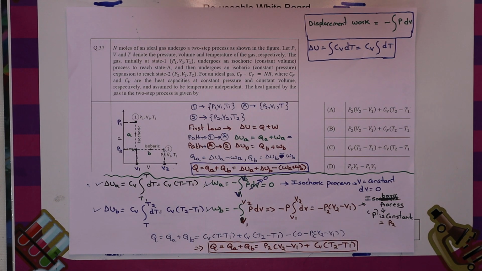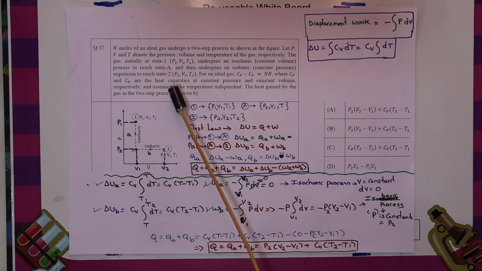Okay, let us deal with question number 37. It is given that n moles of ideal gas undergo a two-step process as shown in the figure. That means the system has undergone two steps. Initially it is at state 1, it is brought to state A, and from A it is brought to state 2. That means it has gone from state 1 to state A to state 2.